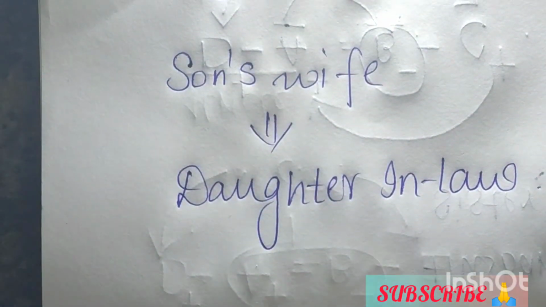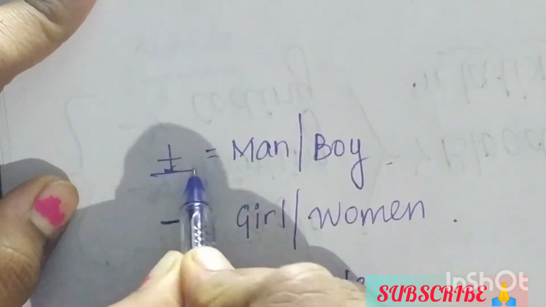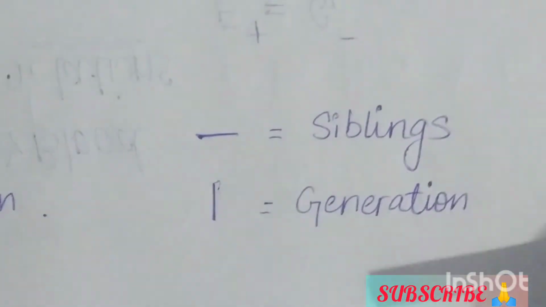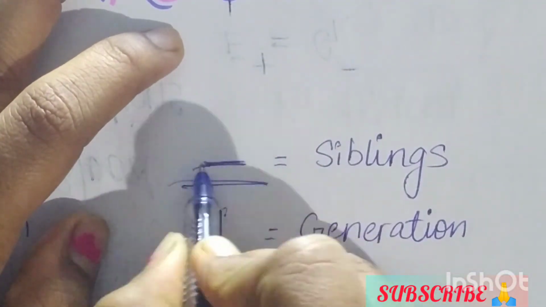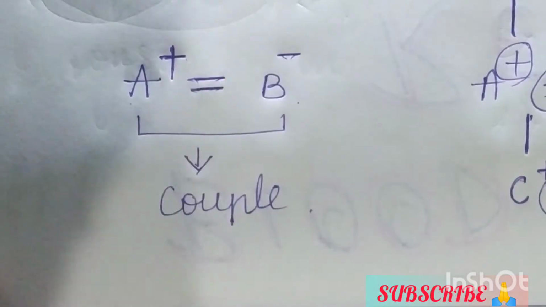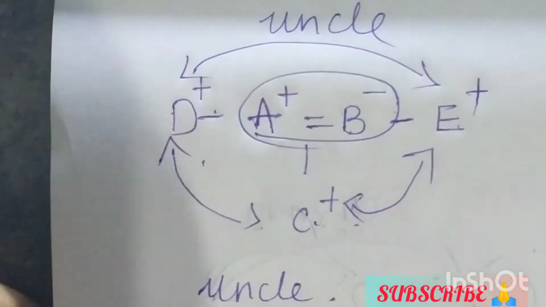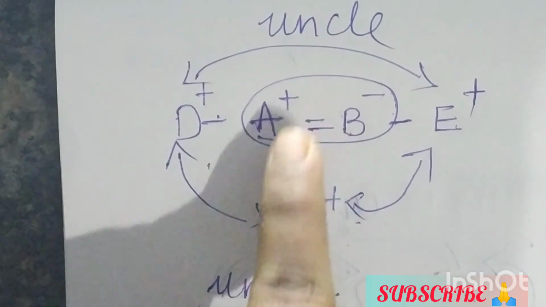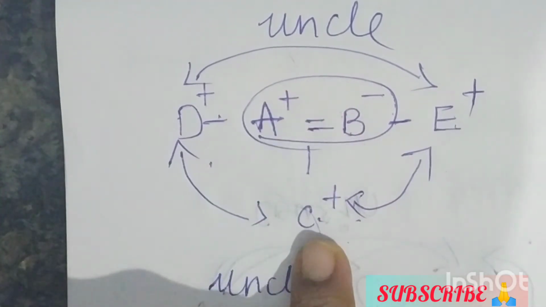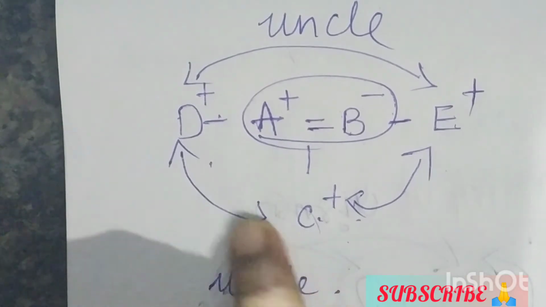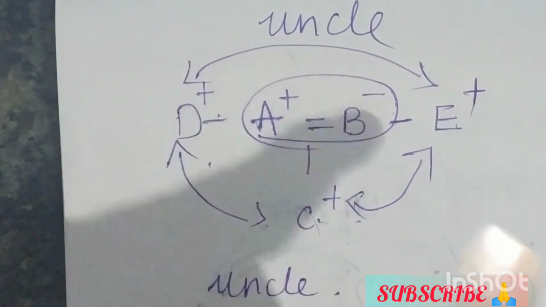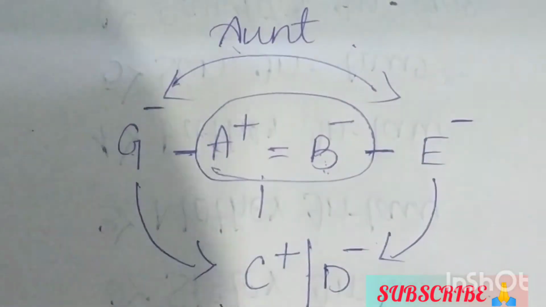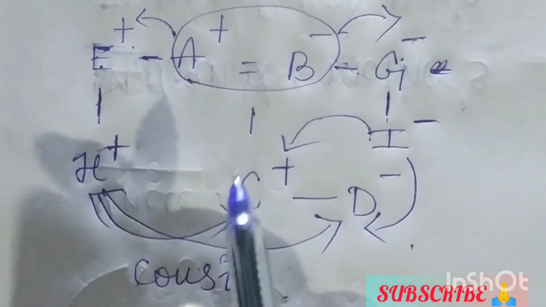Let us revise once. Male is represented with plus, female is represented with minus, and couple is represented with equal to. Then sibling is the dash symbol, and the vertical symbol is generation. Uncle: a parent's brother is known as uncle. Then parents' sisters are known as aunt. Parents' brothers' or sisters' children are known as cousins.